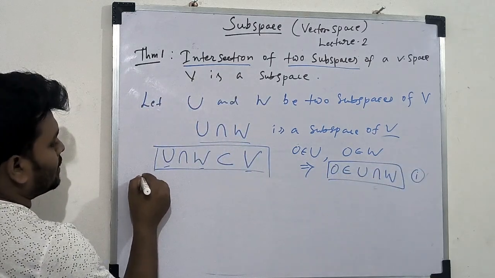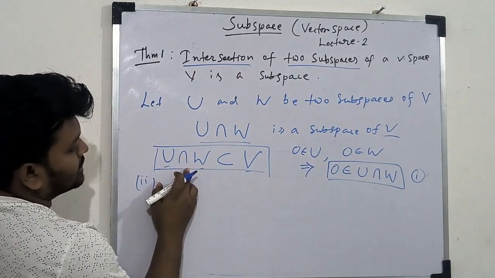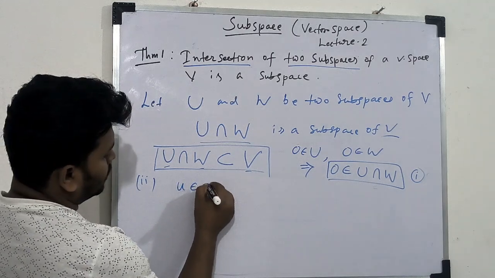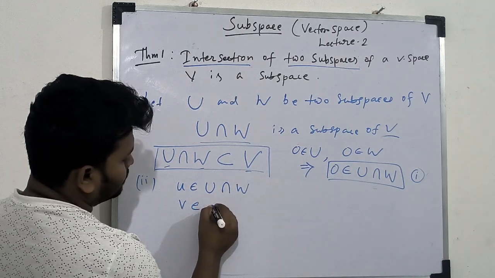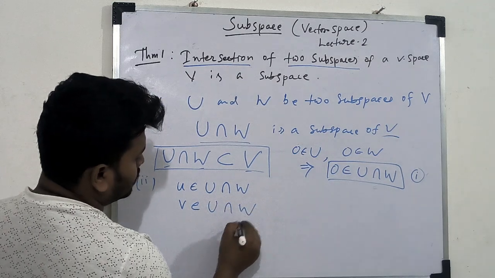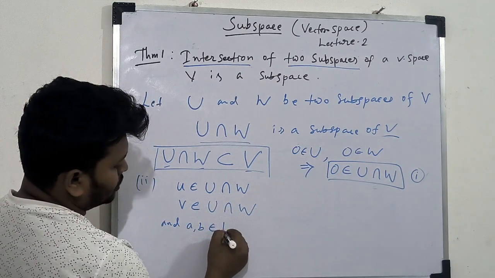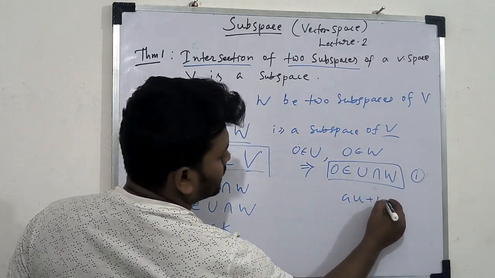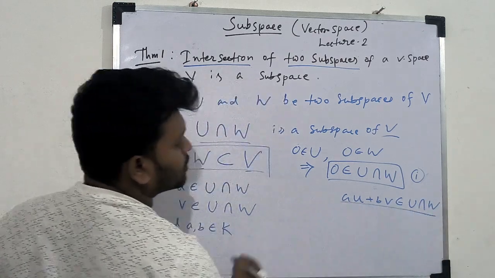For the second one, let us consider, so we have to take two elements from this intersection. First we take u belongs to U intersection W and v belongs to U intersection W and a, b belongs to K. So we have to prove that au plus bv belongs to U intersection W. So we will prove this.